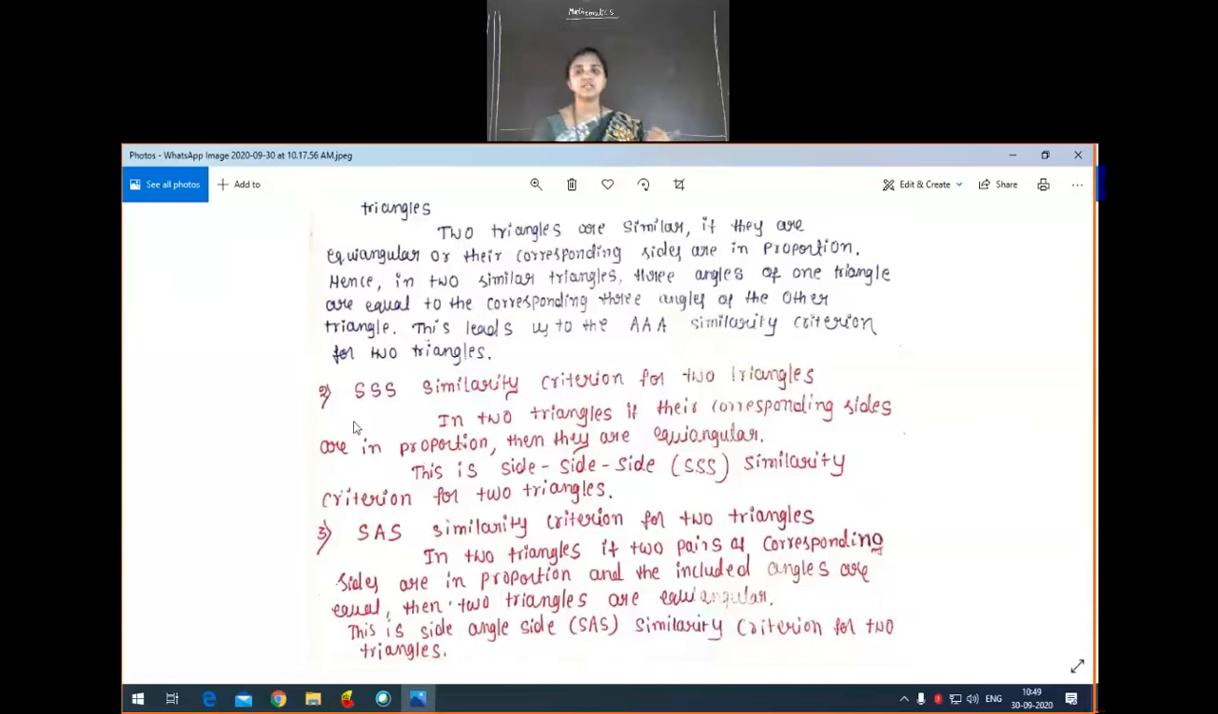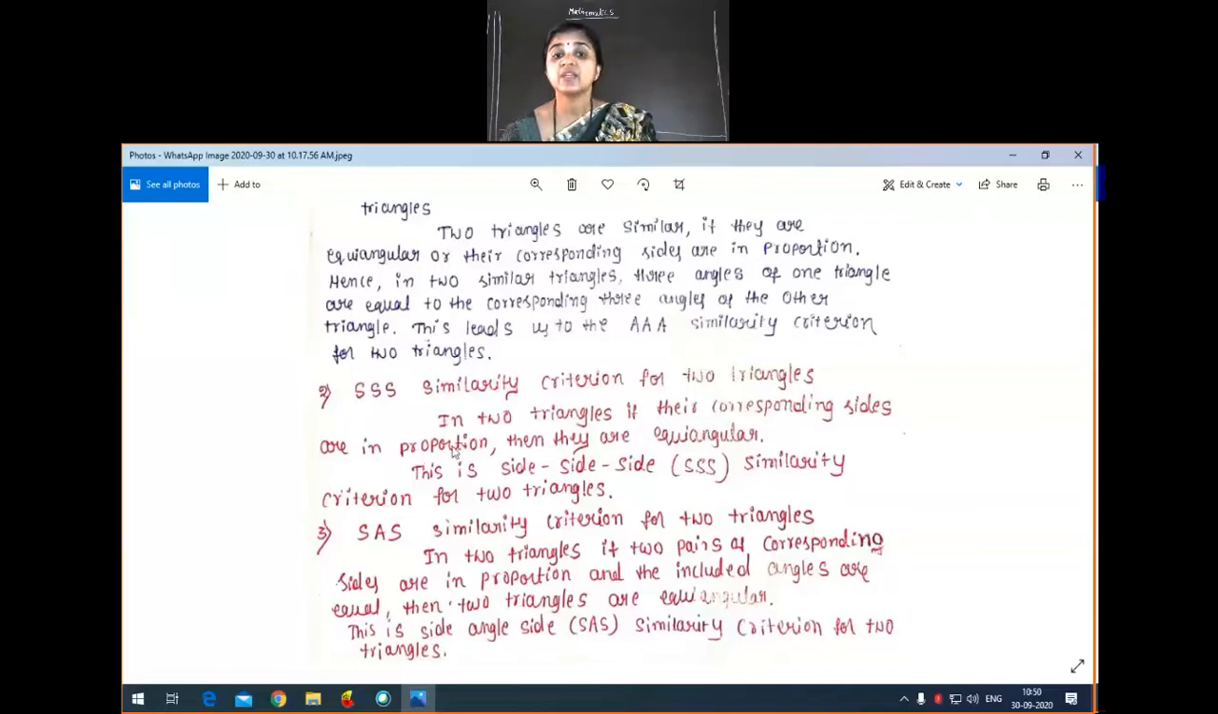In the congruency SSS criteria, what is that actually? Three sides of one triangle are equal to three sides of the other triangle. But here three sides of one triangle are not equal to three sides of the other triangle, because the definition of similar figures is same shape but not same size. So what is the meaning of that SSS here?